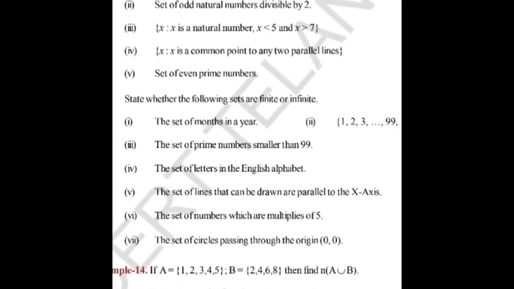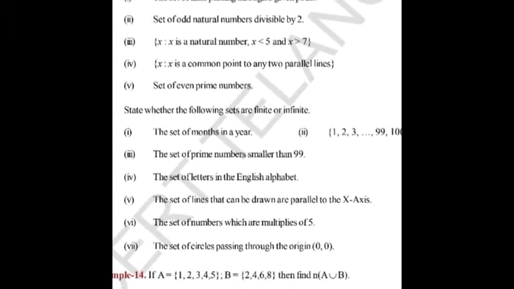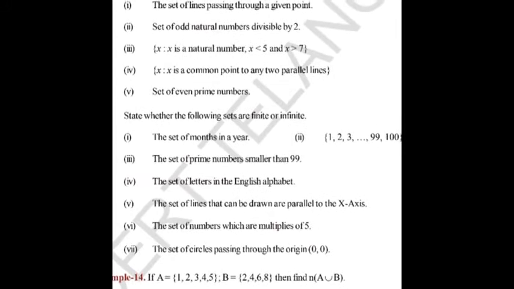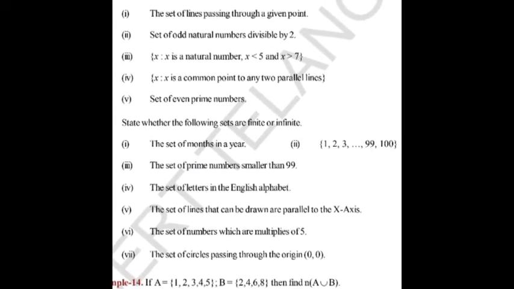Second one, state whether the following sets are finite or infinite. First one, the set of months in a year. What are the months in a year? January, February, March, April, May, June, July, August, September, October, November, December. So 12 months. So it is finite, 12 elements. Second one, 1, 2, 3, 4, and so on up to 100. They are countable. How many elements are there? 100, countable. So it is a finite set.